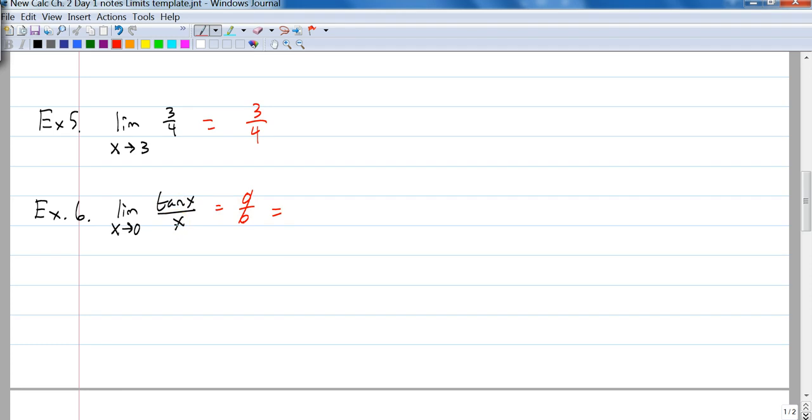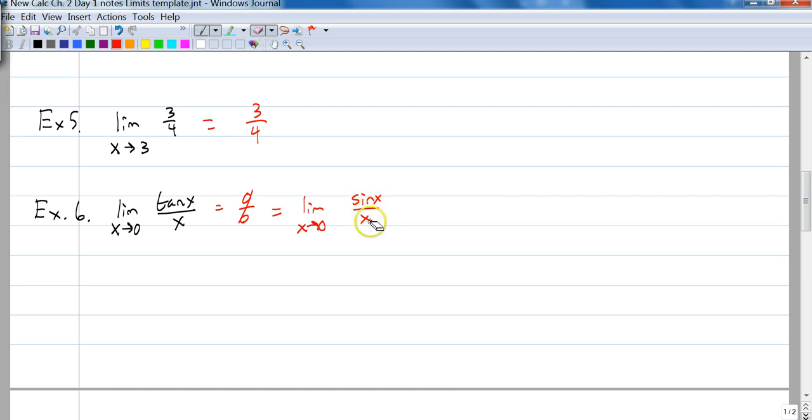And whenever you see a trig function, especially when x is approaching 0, you want to get it so we have a sine x over x. So let's rewrite tangent. We know tangent is the same thing as sine x, and actually, let me split this up here. We have the limit as x approaches 0 of sine x over x.